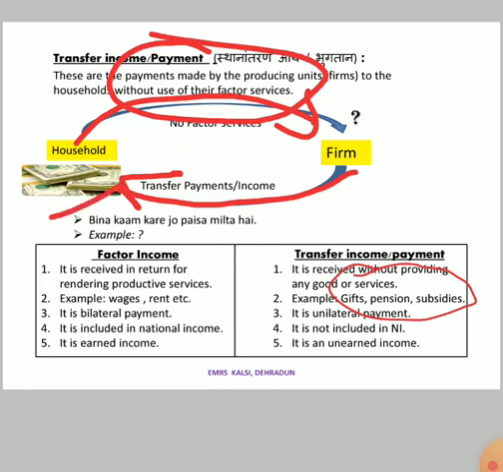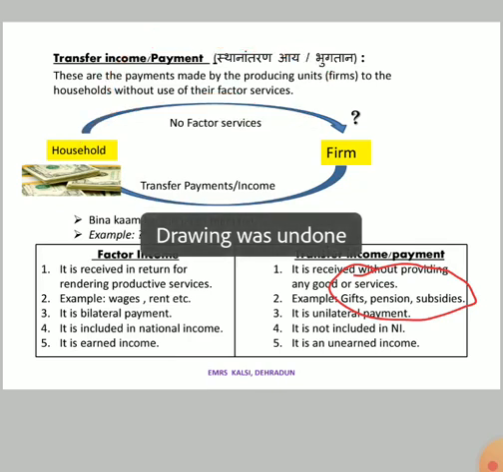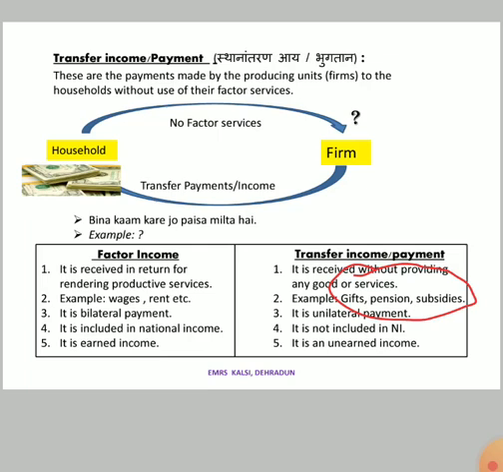So बिना काम करे जो पैसा मिलता है, this is called transfer income or transfer payment. Again the same thing, if any organization is paying money, then for that organization it will be called transfer payment. And if the household is receiving money, then for that household it will be called transfer income. The basic difference is that factor income or factor payment is paid after providing the services, and transfer income or transfer payment is made without providing any services.